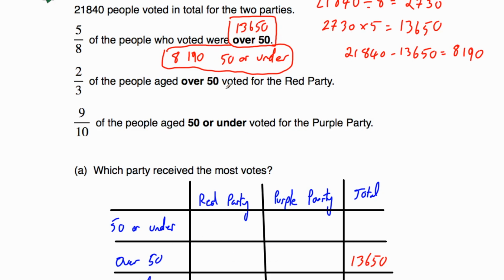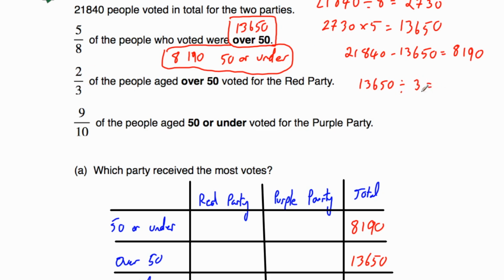And then in terms of the 50 or under, that's 8,190. Now let's work out, we're told this bit of information, 2/3 of the people aged over 50 voted for the Red Party. So let's work out 2/3 of 13,650 to see how many of those voted for the Red Party. So let's take our 13,650 and we want to work out 2/3 of it, so let's divide by the bottom and times by the top.